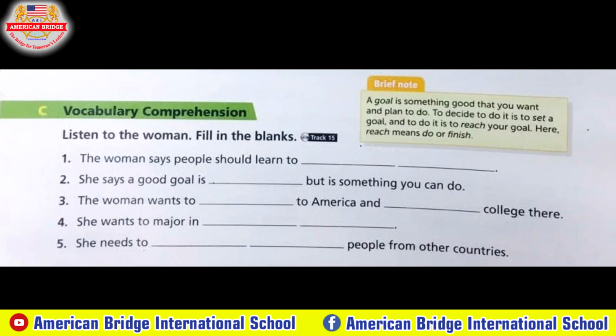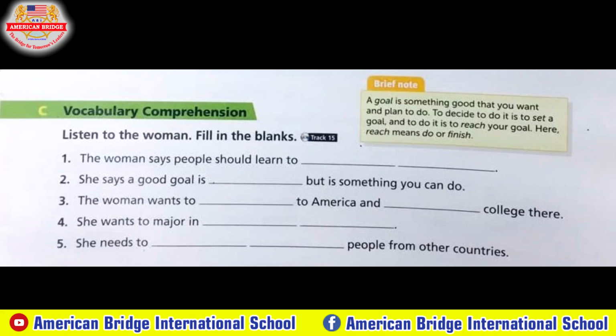Let's start. Track 15. Everyone should learn to set goals. A good goal is difficult, but not too difficult. It has to be something you can do. For example, don't set a goal to become the most famous person in the world by next year. It can't happen. I like to write my goals and to put a check mark by each goal as I reach it. When you reach your goal, it feels awesome.